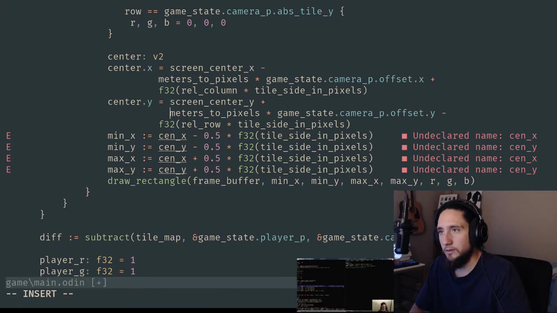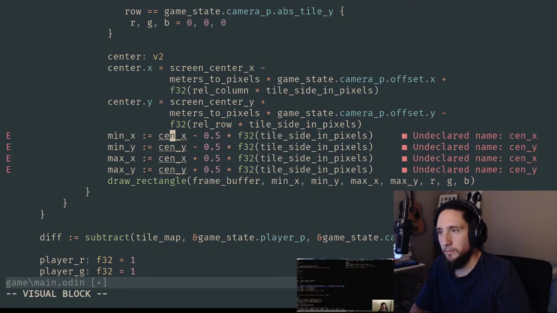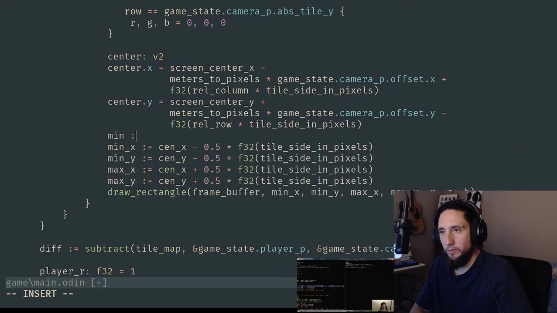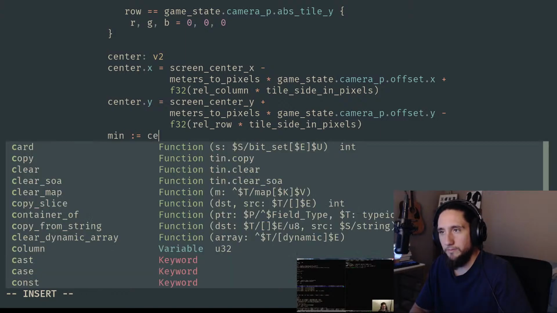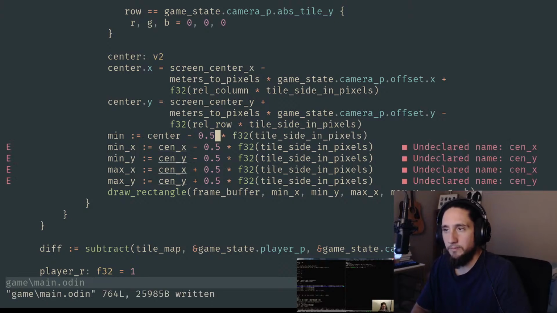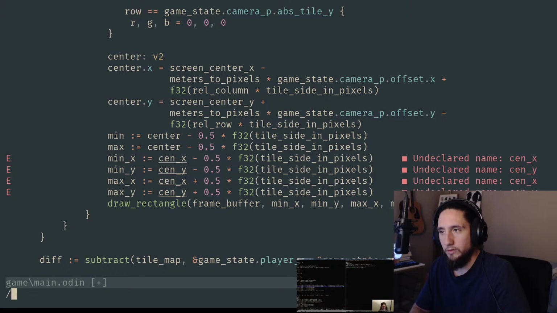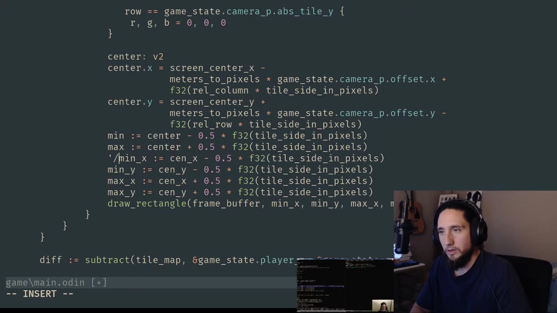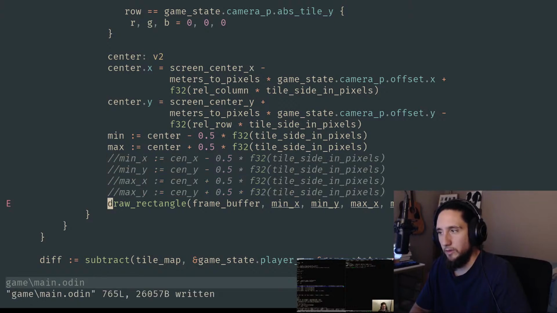And we'll go ahead and rename all of these. Well, min x and y, this can be collapsed down, which is, I think that's what he was saying. Yeah, so instead of min x, it can be center minus 0.5 times that. And then we can do the same thing for max, but we add 0.5, and then all of this can go away.